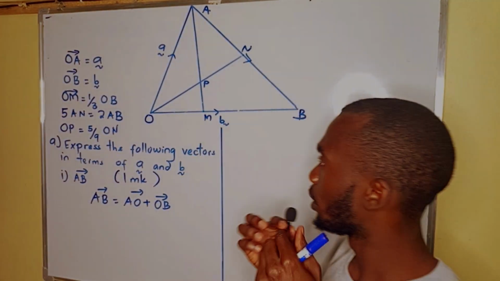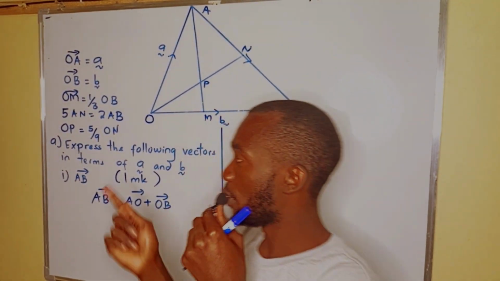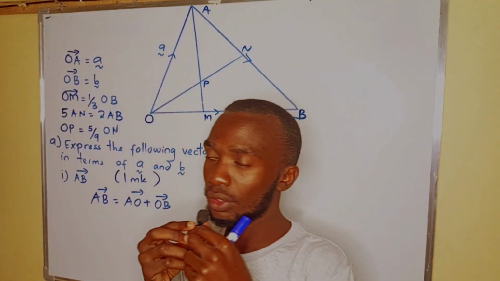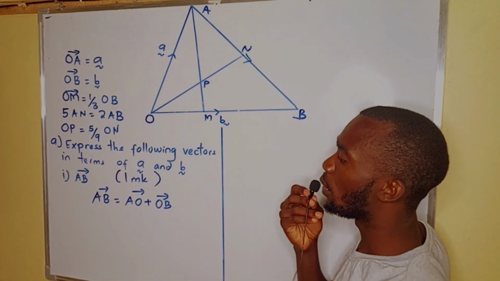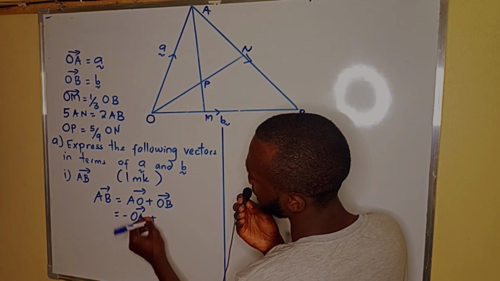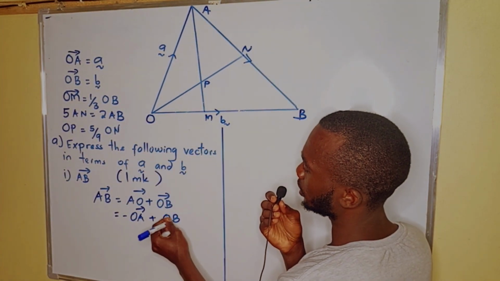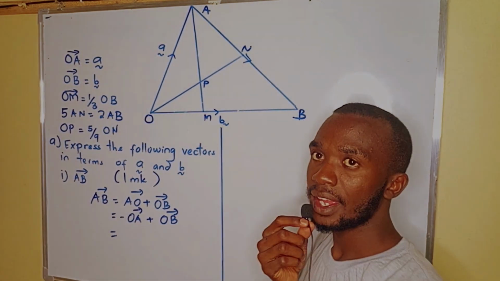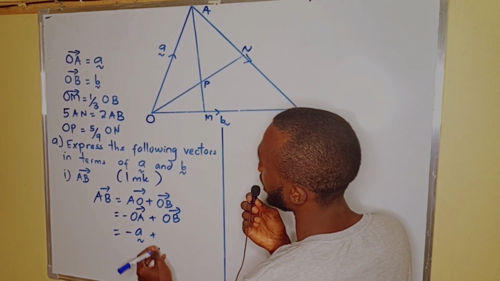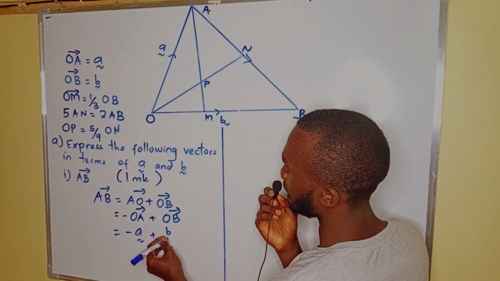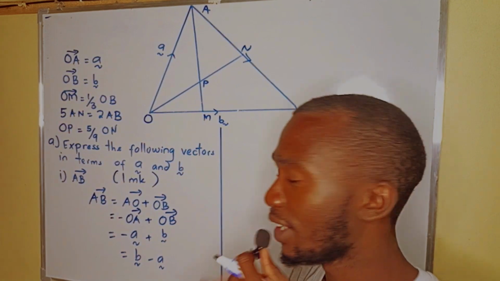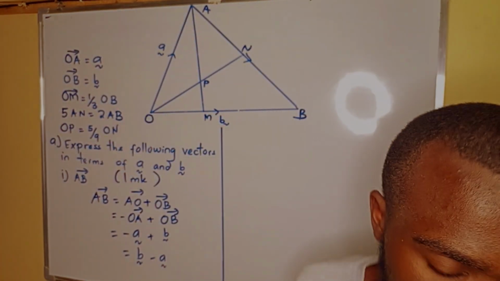Now, we don't have AO, but we have OA. Now OA is small a. AO is in the negative direction, so it becomes negative OA. So this is the same as minus OA plus OB. So minus OA, the negative of OA, is minus a, plus OB, which is given by vector b. So the answer here is b minus a. So that is AB in terms of a and b.